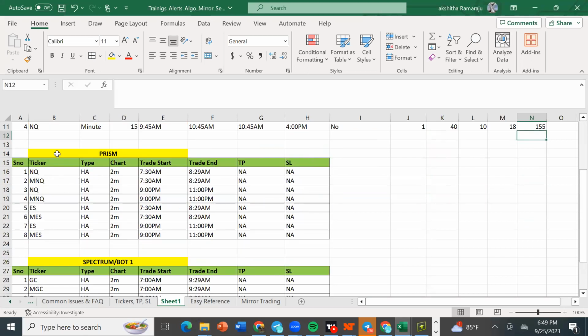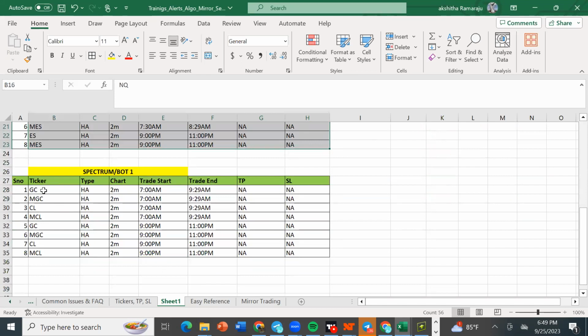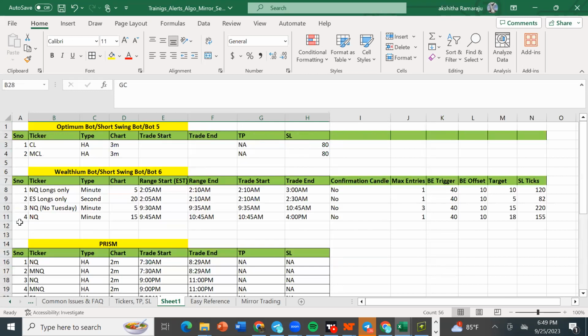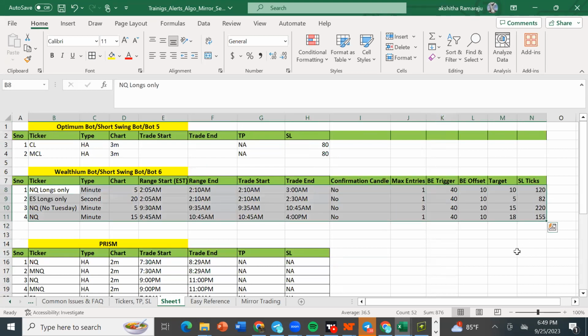If you are using Prism, then use NQ and ES between this time frame with 2 minute Heikin-Ashi. If you are using Spectrum, use GC and crude oil during this time frame, just with 2 minute Heikin-Ashi. If you are using Wealthium, then you have to use these ones.